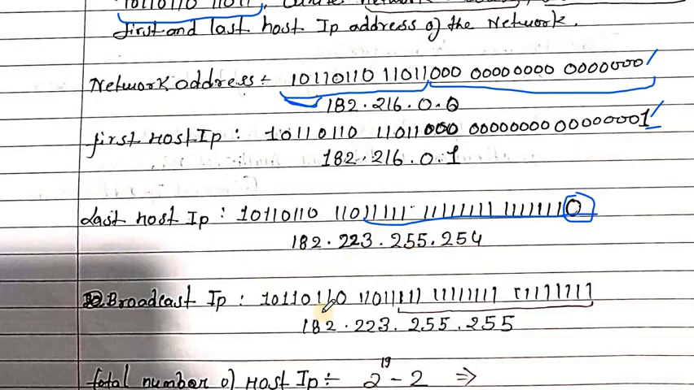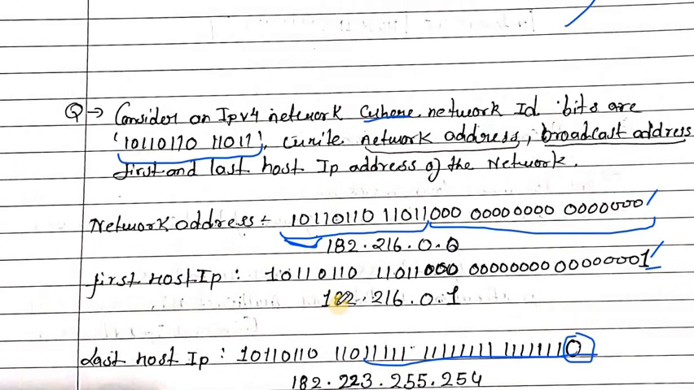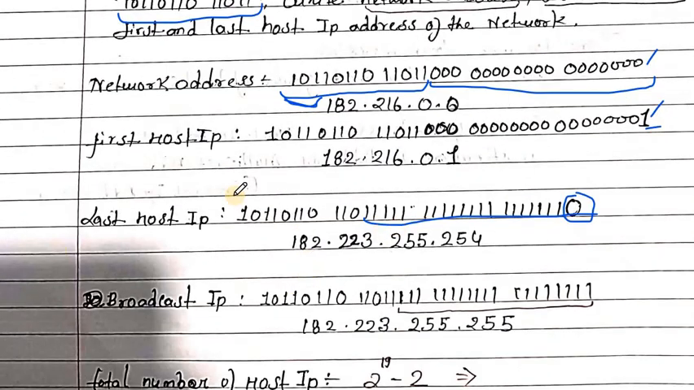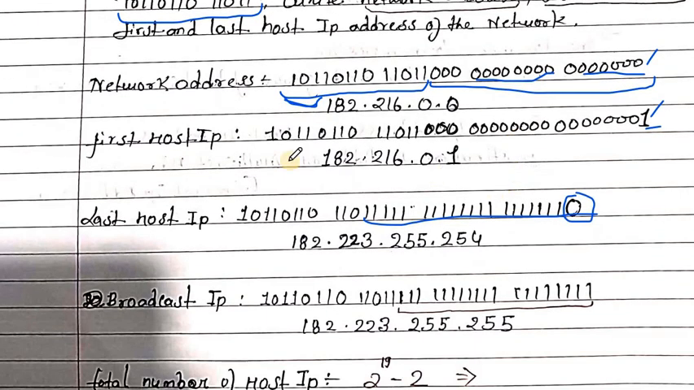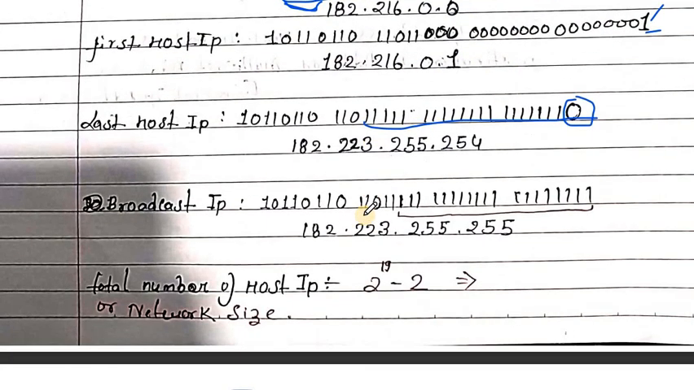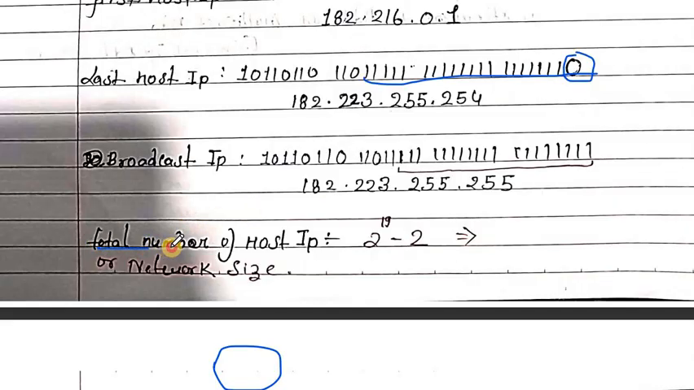So here, how many bits are host ID? 8 bits, then 16 bits, 17, 18, 19. Here the host ID is 19 bits. So here the total number of host IPs, or network size, is what we also call the network ID size.